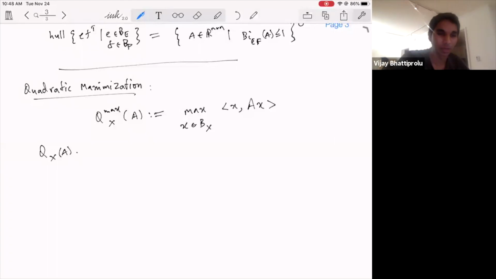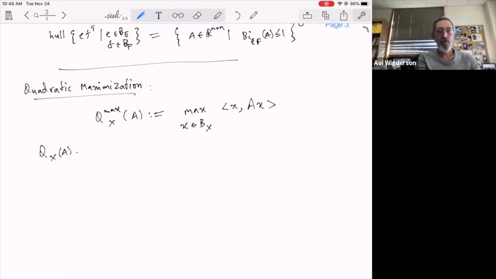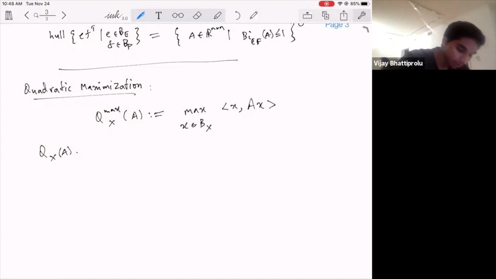I just used Qmax to be consistent with the previous talk, but I'll be writing this symbol so many times that perhaps it's convenient to just write Qx of A. And without loss of generality, we can assume A is symmetric. As Avi said, if you have a non-symmetric matrix, you can average the matrix and it doesn't change the value. So let's always assume that A is symmetric.